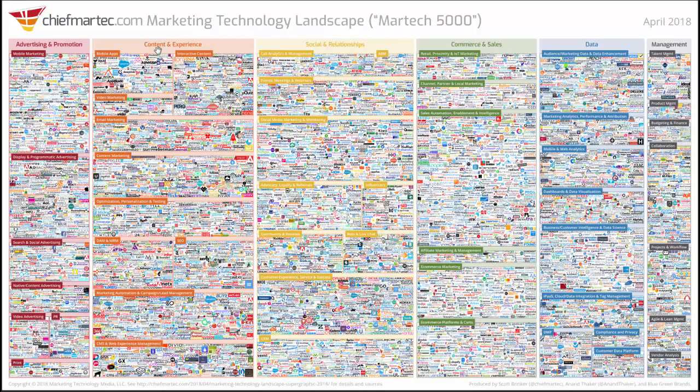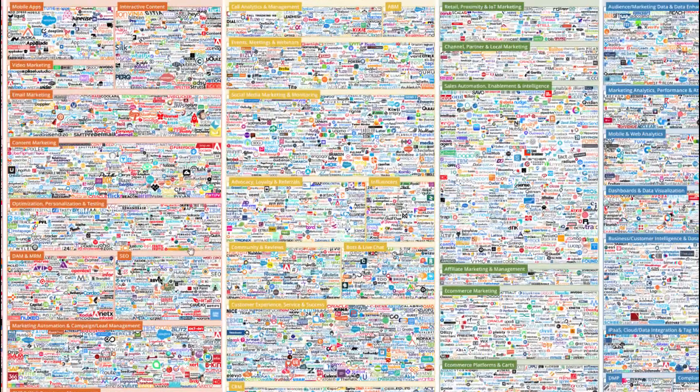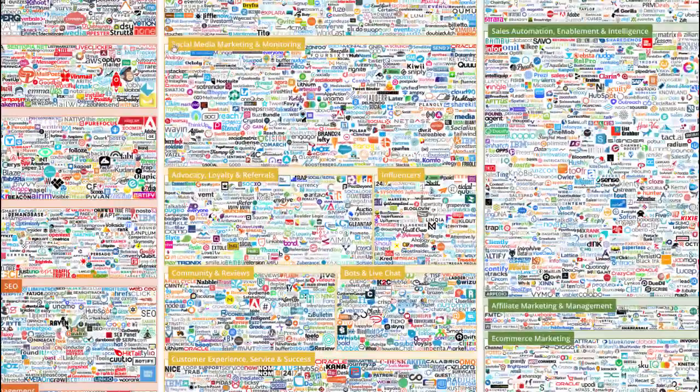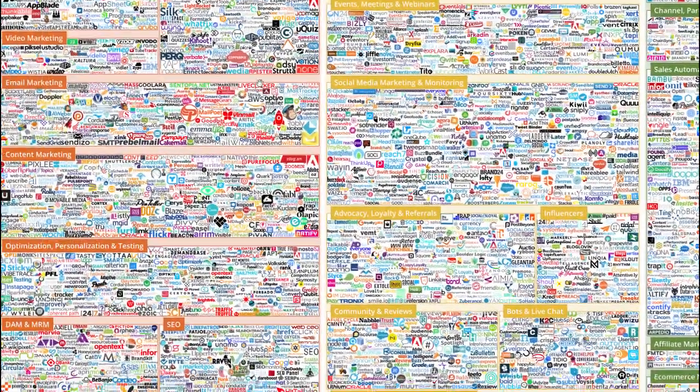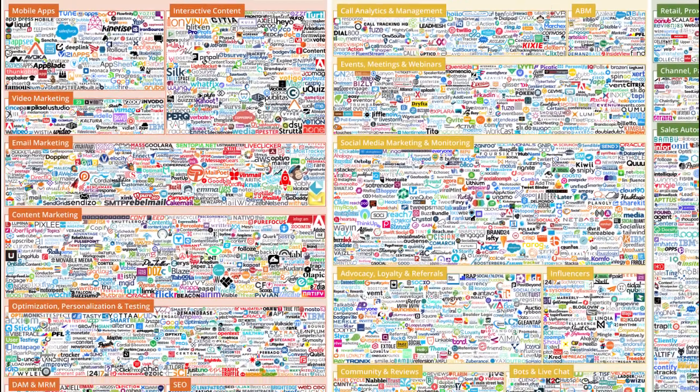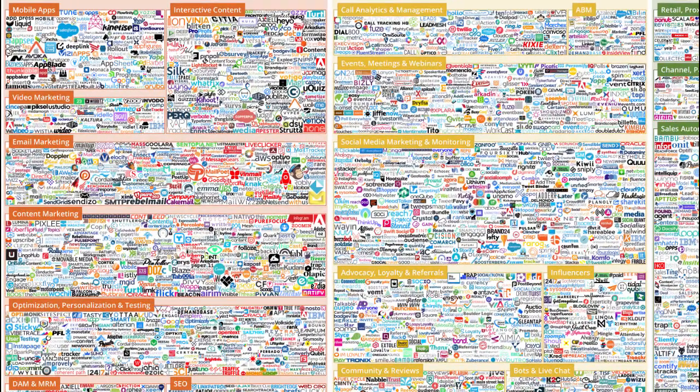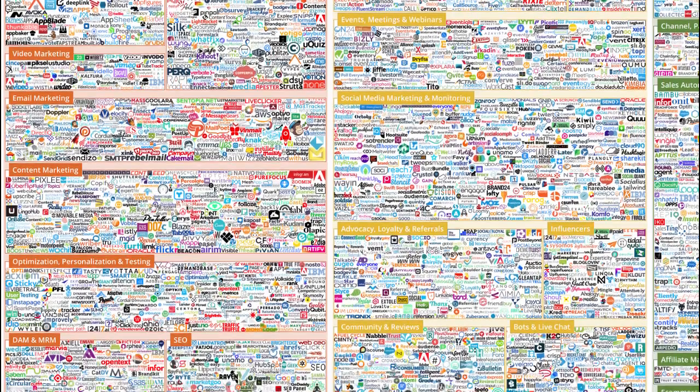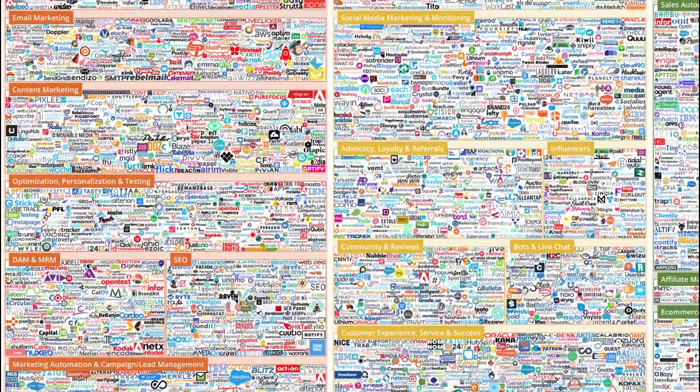Where we spend most of our time in this class is under content and experience and social and relationships, because those are the factors that come most into what we're looking at. And if you look down here, you'll see the SEO is actually sitting within that area. You'll see that there are things that we touch on: mobile apps, video, email, content, etc. There's all kinds of stuff in here.